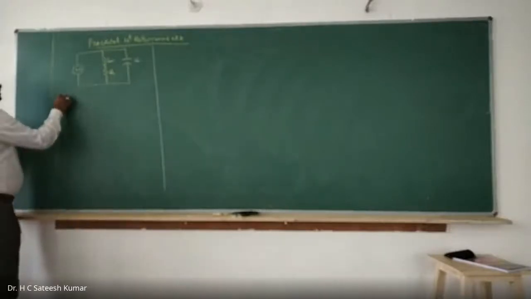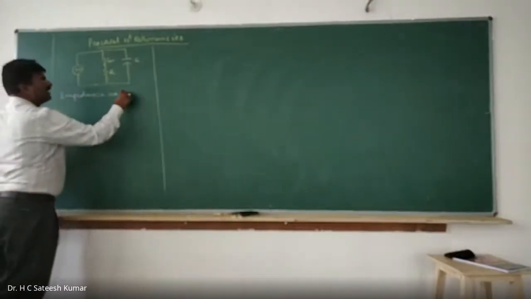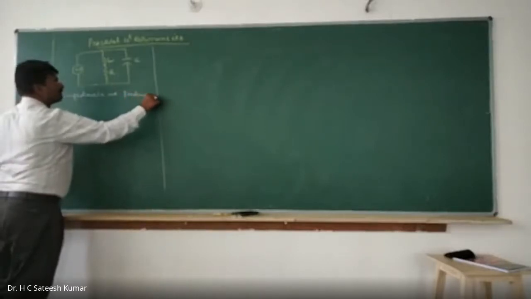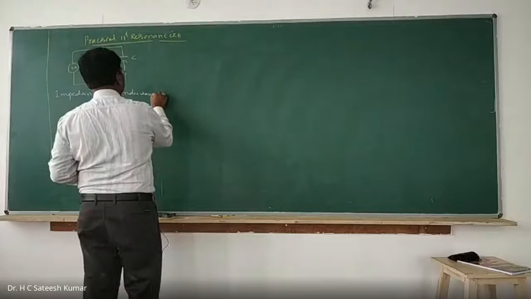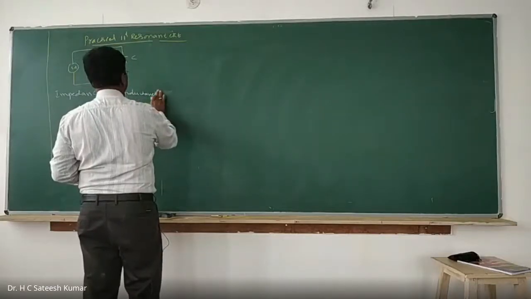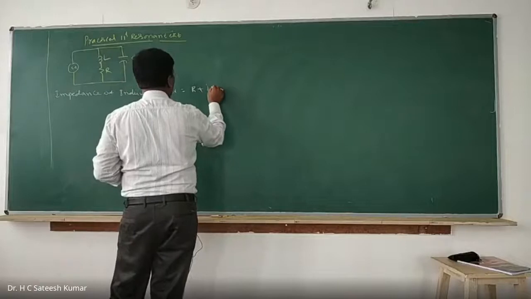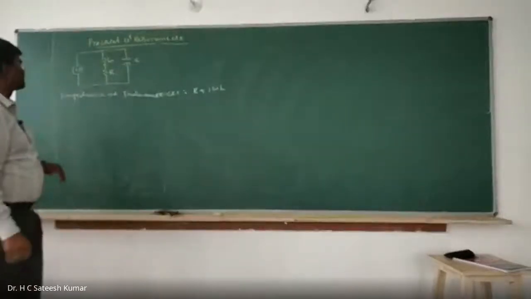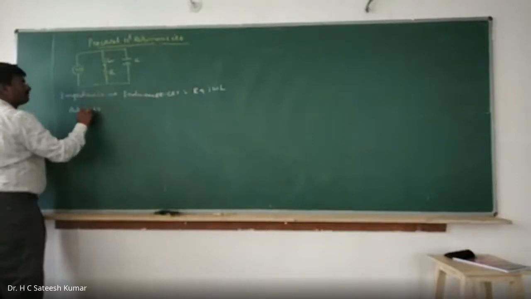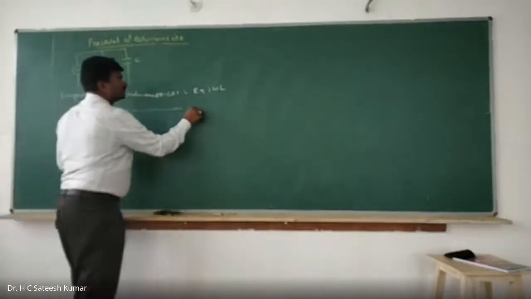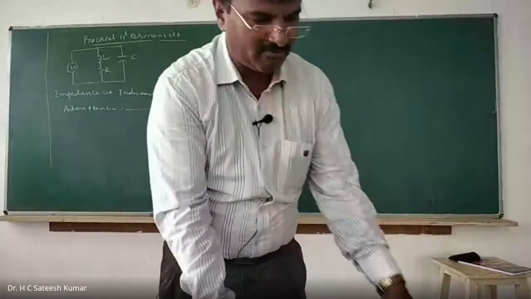What is the impedance of the inductive circuit? It is equal to R plus j omega L. Therefore, the admittance of the inductive circuit is 1 divided by R plus j omega L.